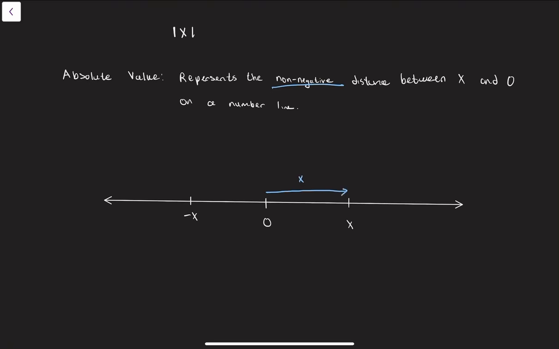Now, if I ask you what is the distance between 0 and negative x, you might have said negative x, but the answer is x. Intuitively, we're looking at the non-negative distance between the two numbers. So we're looking at how far we actually travel, and that's x.